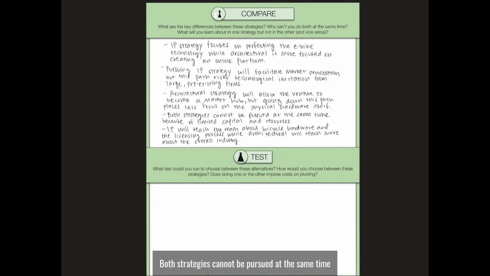And both strategies cannot be pursued at the same time because the venture has limited resources. Given available capital and capabilities, attempting to do both is not feasible. When comparing learning potential, if the venture pursues an IP strategy, the team will develop expertise of electric bicycle technology, but an architectural strategy will help them learn more about the entire e-bike industry and all of its relevant ecosystem players. So, how can we choose between these alternatives?